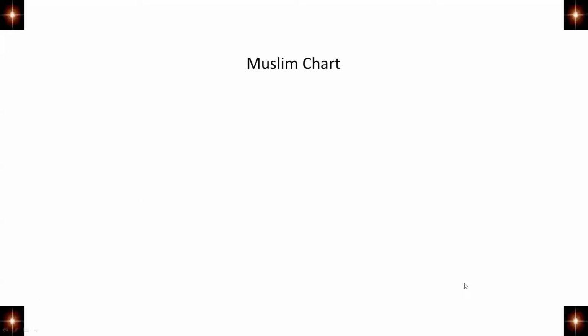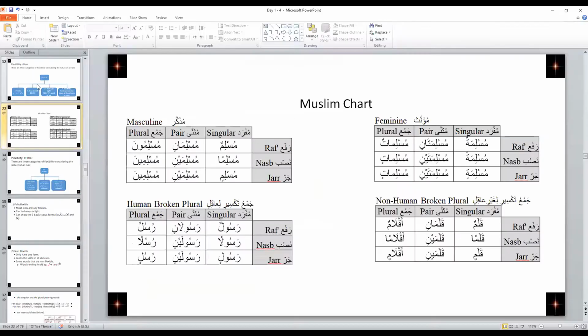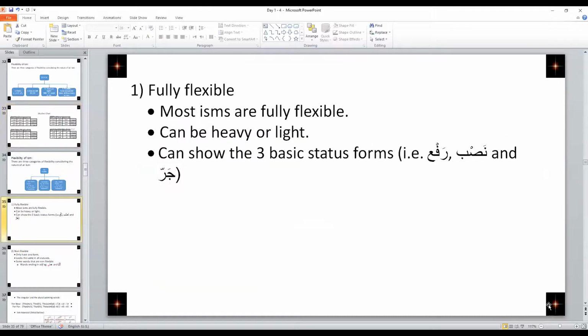So based on that, we have our Muslim church. Sorry, we've discussed the Muslim church. Okay, now look at this fully flexible ism. Can you see my screen? Yes, Aisha. ممنوع من الصرف التام.